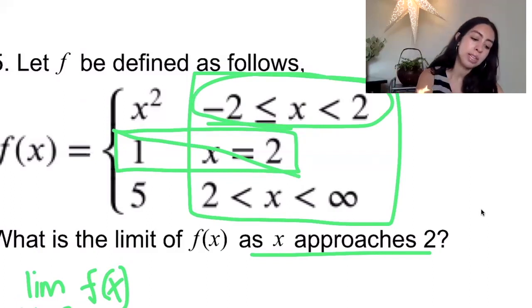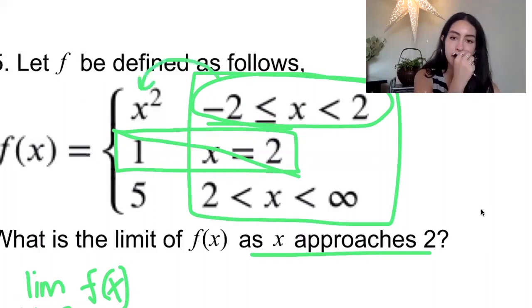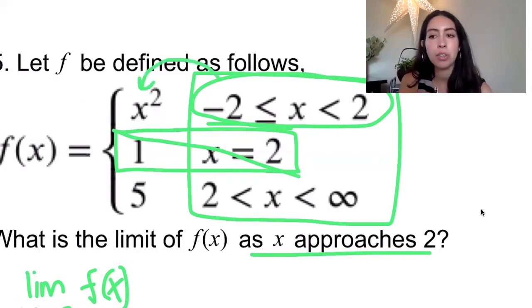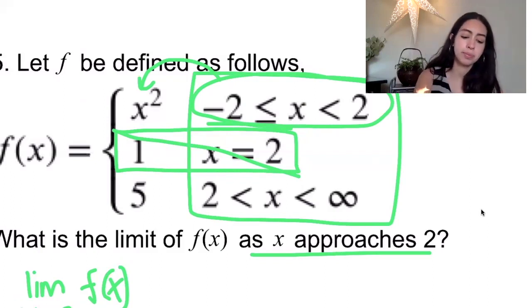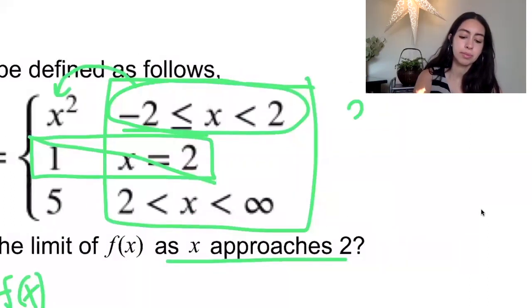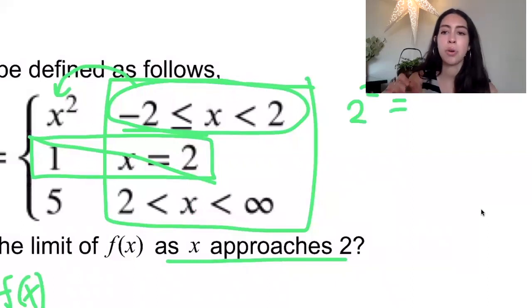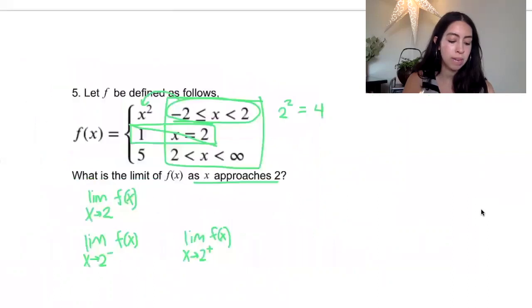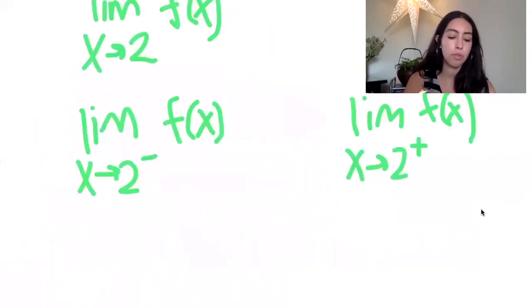So when that's the case, I'm looking at the graph of x squared. In order to find the y value at x equal to 2 of x squared, I'm just going to plug it in. And so I get 4 in this case. So this means that my limit as x approaches 2 from the left is equal to 4.